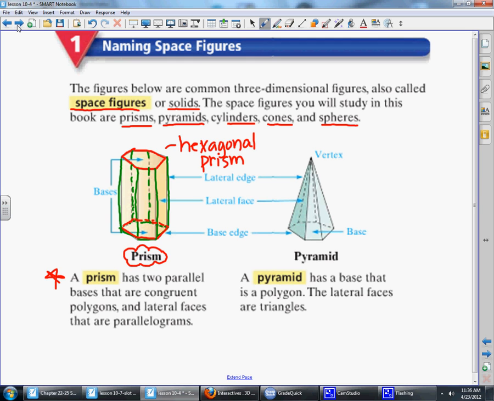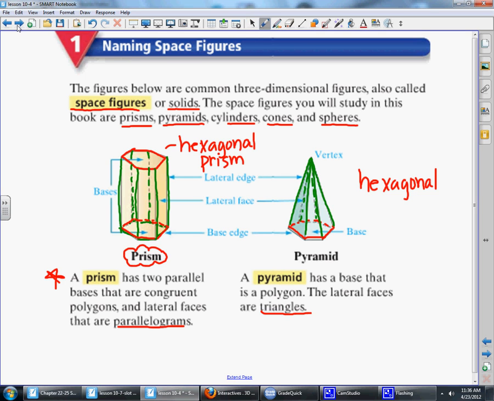Now the other type of space figure is a pyramid. It has a base that's a polygon and then the lateral faces are triangles, where over here the lateral faces are parallelograms. So here's the base and again, the base is a hexagon. So this is going to be a hexagonal pyramid. But instead of having rectangular lateral faces, this has triangular lateral faces.